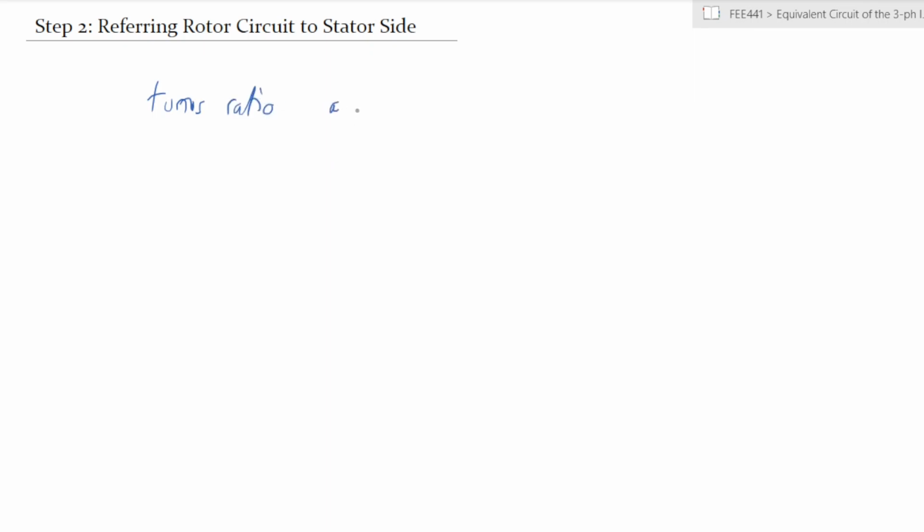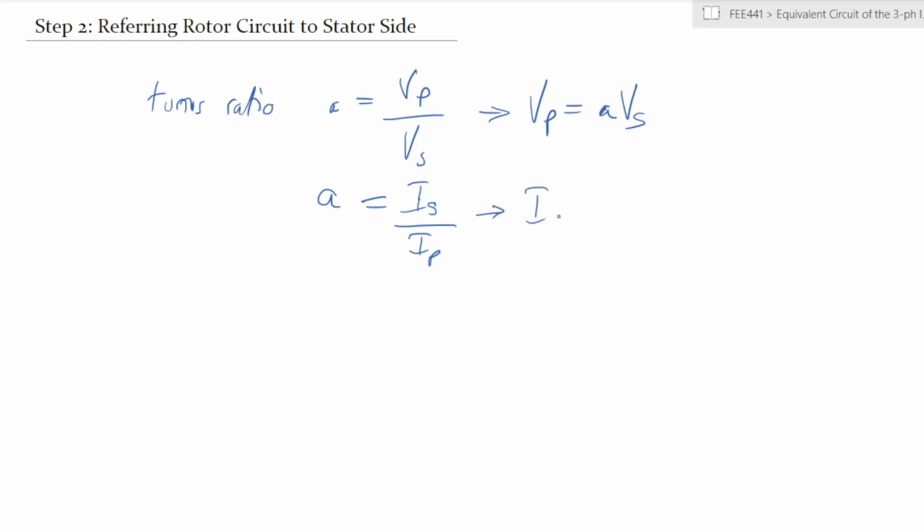Turns ratio given by A is equal to voltage on the primary over voltage on the secondary, isn't it? Which means that the voltage on the primary is equal to the turns ratio times the voltage at the secondary, right? Similarly, the turns ratio is equal to current at secondary over current at primary. They are the opposite of each other, right? In terms of voltage, primary over secondary. In terms of current, secondary over primary. So that gives us IP is equal to IS over A, right? Swap the two.